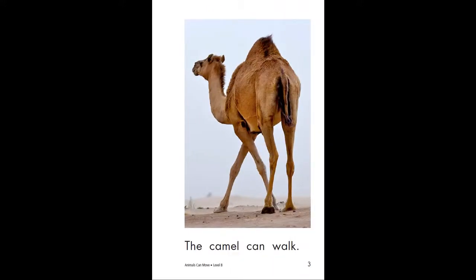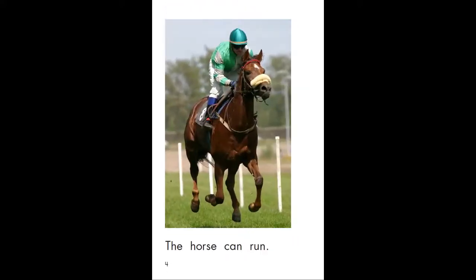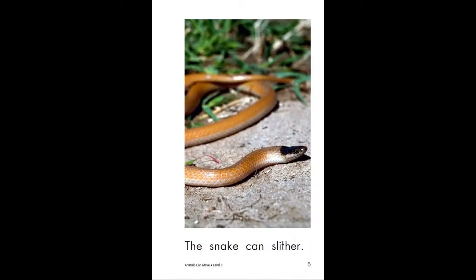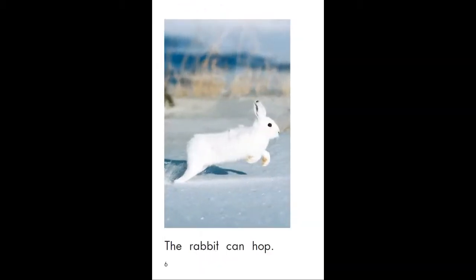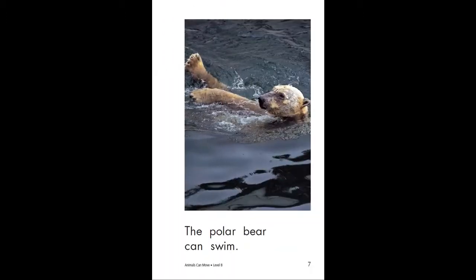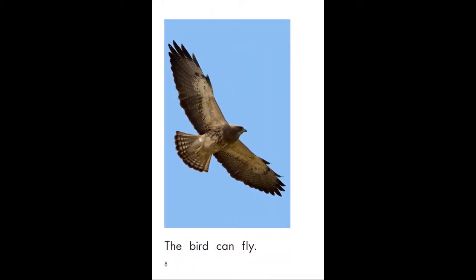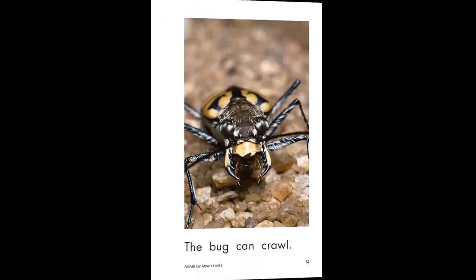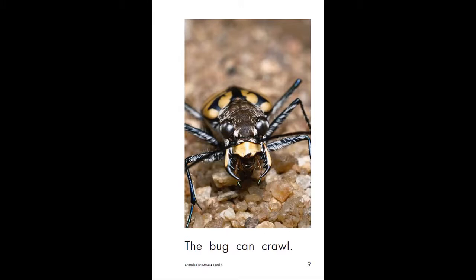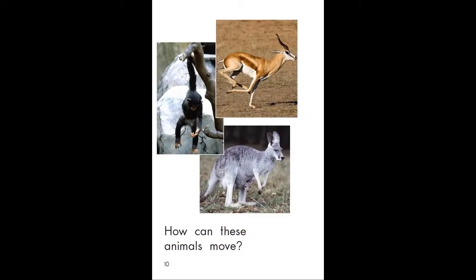The camel can walk. The horse can run. The snake can slither. The rabbit can hop. The polar bear can swim. The bird can fly. The bug can crawl. How can these animals move?